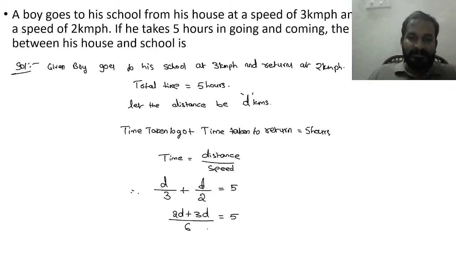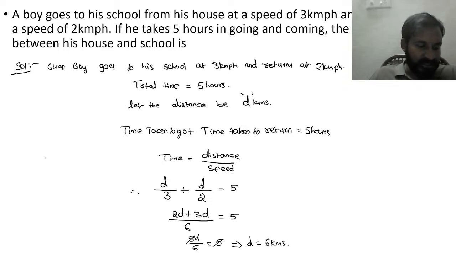Okay, so now what happens to this? 5d by 6 is equal to 5. 5 will get cancelled. That implies the distance is equal to what? 6 kilometers. So the distance between his house and school is 6 kilometers. Don't forget to write that one. The distance between house and school is 6 kilometers.